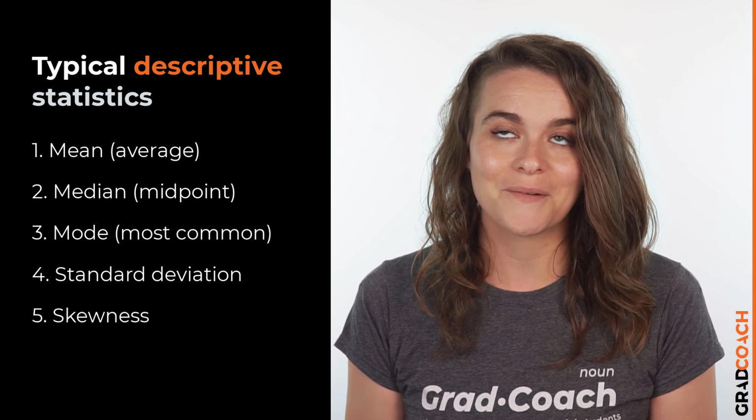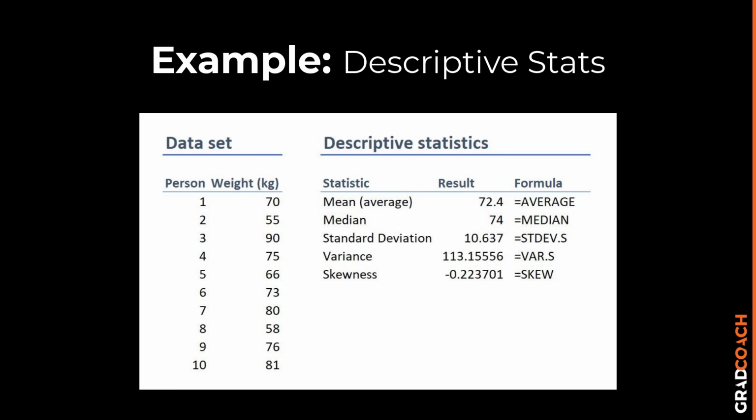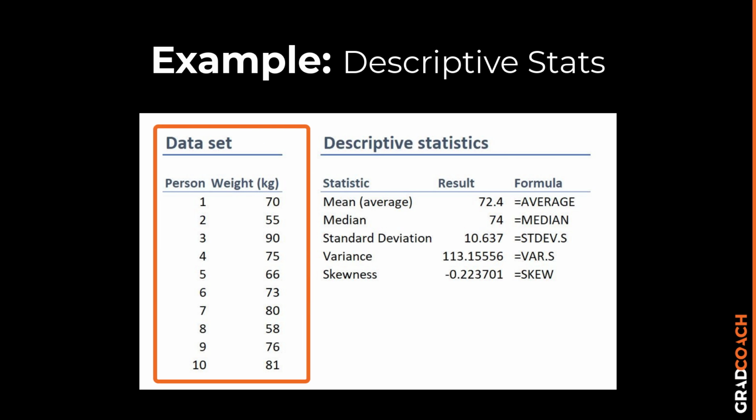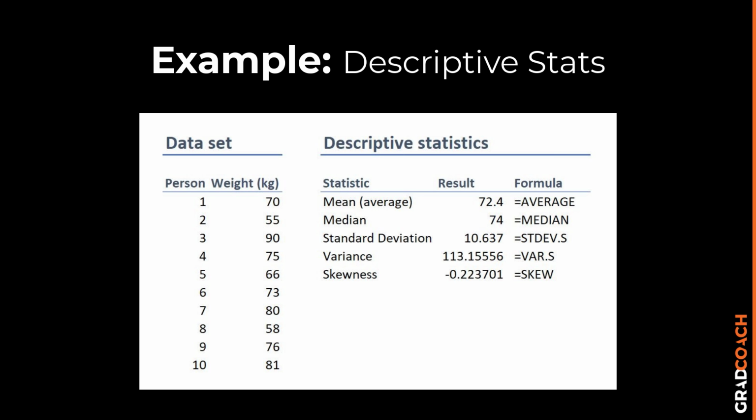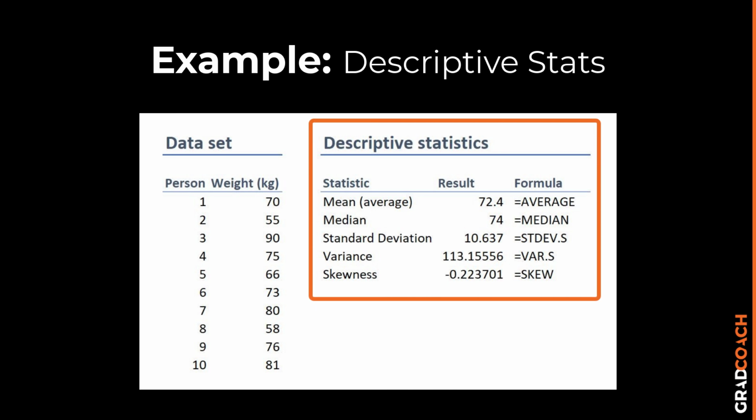Okay, are you feeling a bit confused? Let's look at a practical example. On the left-hand side is the data set. This data set details the body weight in kilograms of a sample of 10 people. On the right-hand side, we have the descriptive statistics for this data set. Let's take a look at each of them.